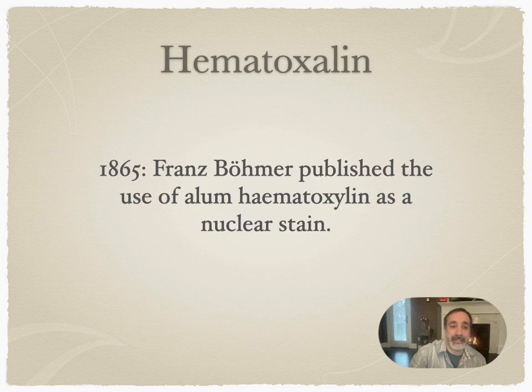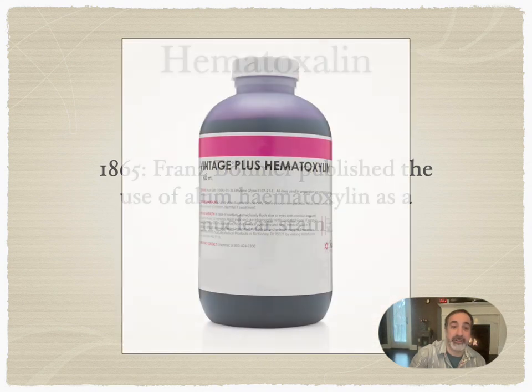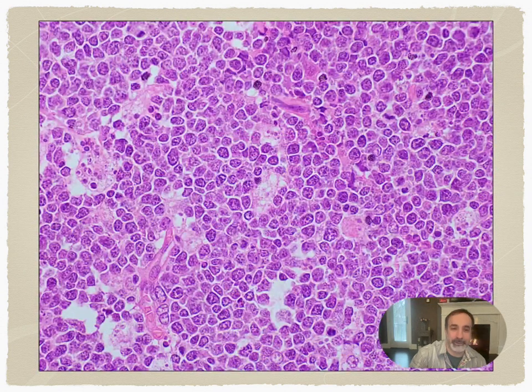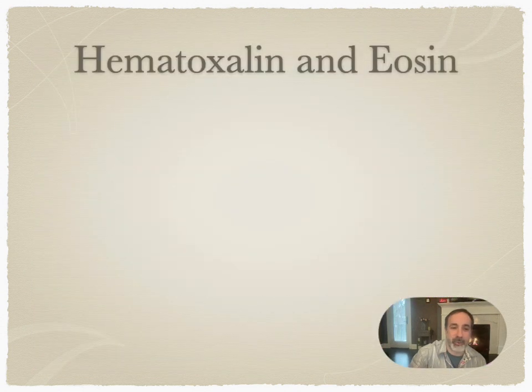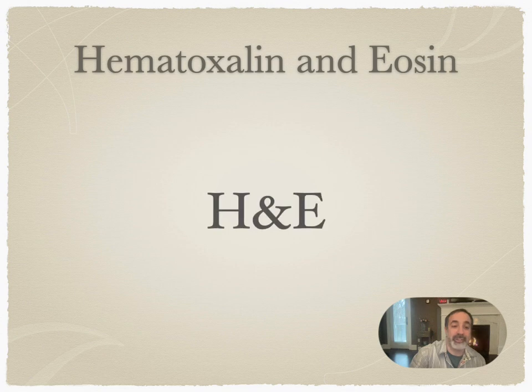By 1865, Franz Böhmer had published the use of alum hematoxylin as a nuclear stain, which colored the nuclei of cells purple. And thus was born the paired hematoxylin and eosin tissue stain, which is still used today as the routine histologic protocol for almost all tissue slides, H&E.